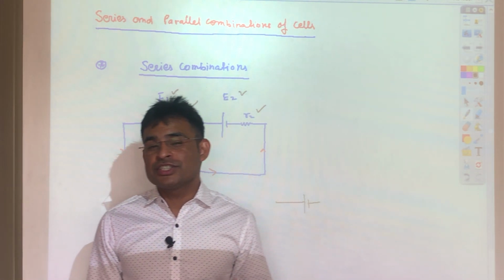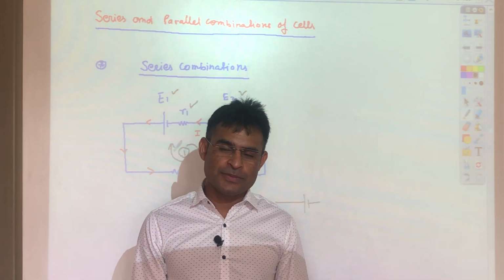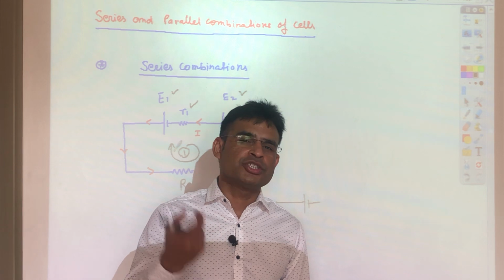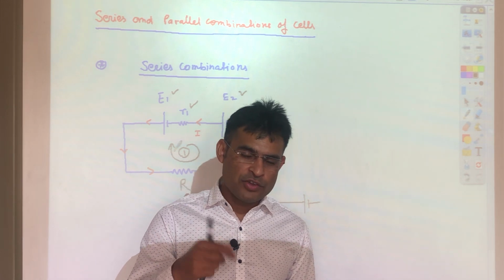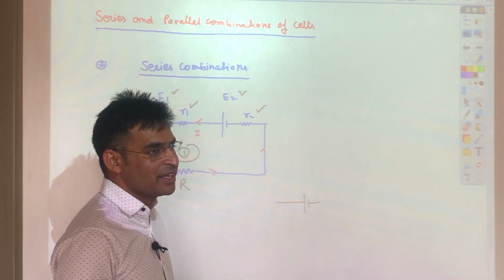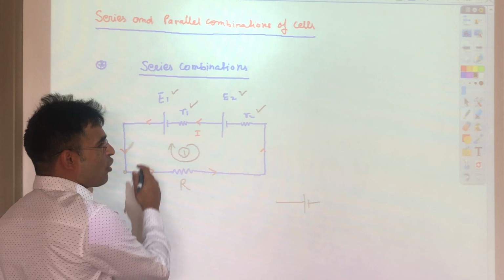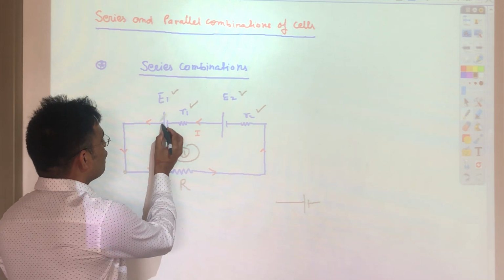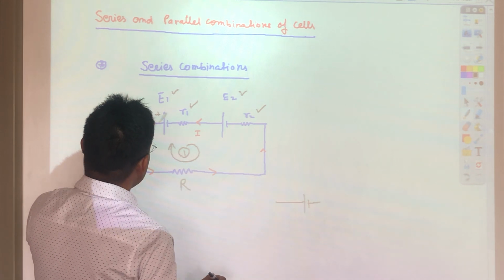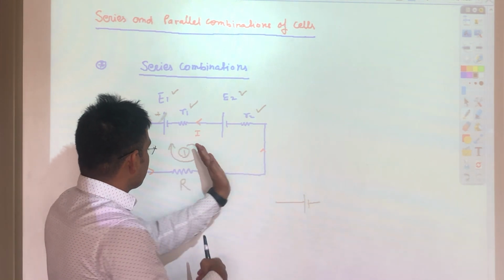But in case of resistance, what will we do? While moving clockwise or anti-clockwise, if you are moving in the same direction as the current, we write positive I into R, and if you are moving in the opposite direction of the current, negative I into R. If you see this example, that will be clear. So, I am starting from here, and I am moving clockwise. If I move clockwise, first I reach this point. You can see I am starting from here and moving clockwise, but the current is opposite.